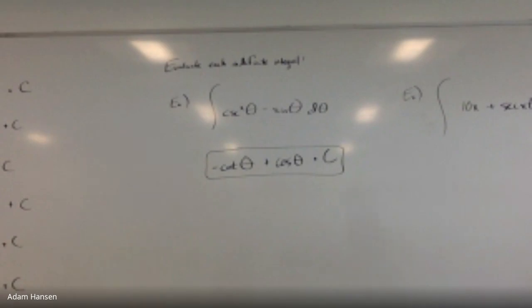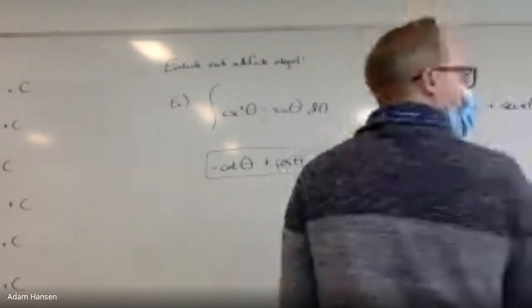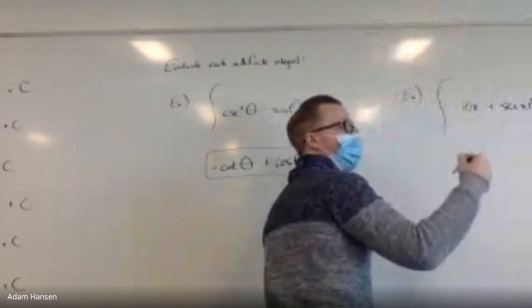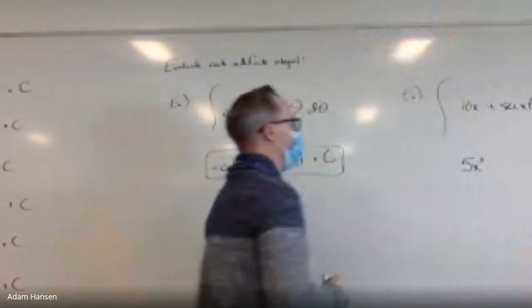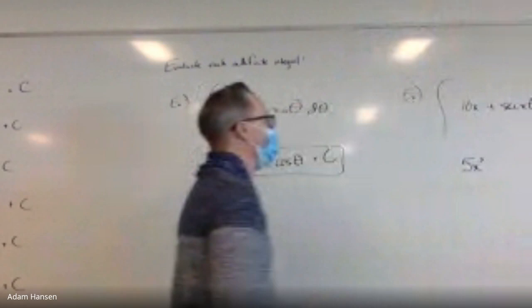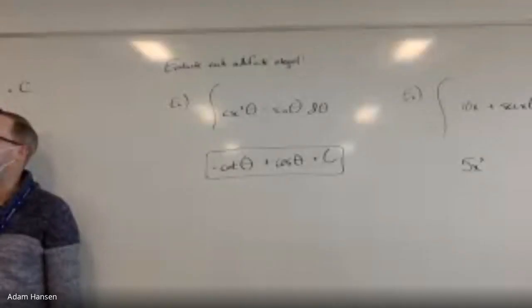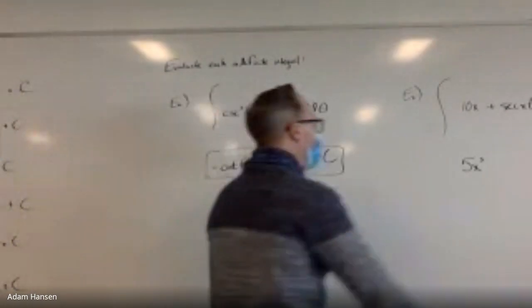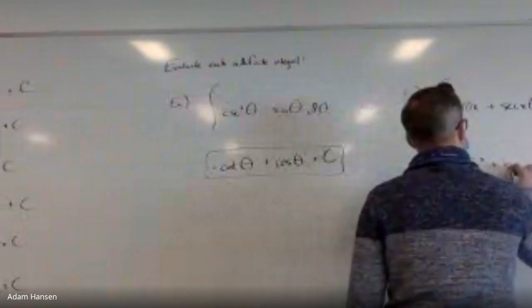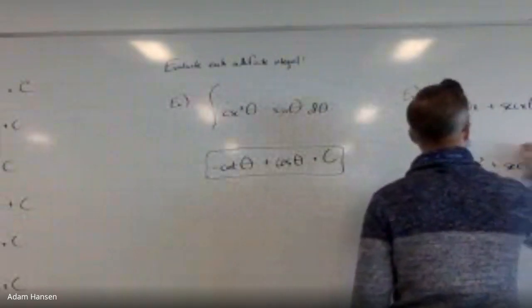Lily, how'd you do 10x? What's the antiderivative of 10x? 5x squared, good. The derivative of 5x squared makes 10x, so the antiderivative of 10x has to be 5x squared. What is the antiderivative of secant x tangent x? Secant x. Don't forget what on the end? Plus that c.